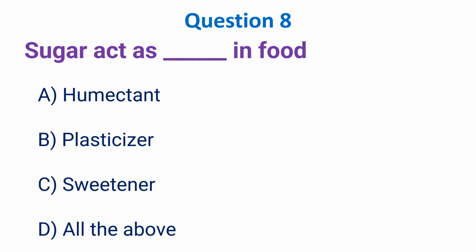Question number 8. Sugar acts as dash in food. Options are option A humectant, option B plasticizer, option C sweetener, option D all of the above. And the correct answer is option C sweetener. Sugar is also called sucrose, which is made up of two monomer units, glucose and fructose.